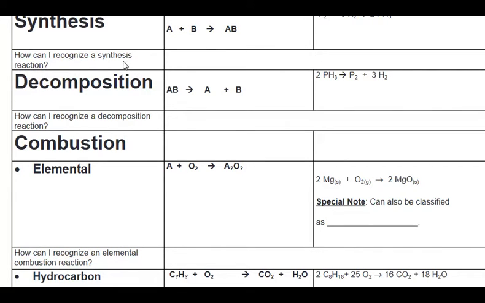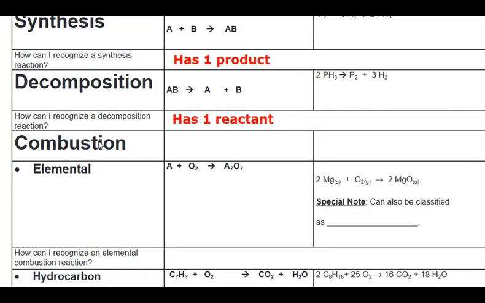How do I recognize that it's a synthesis reaction? You're only going to have one thing on the right. That's called a product, right? So it has one product. So this is what you want to write in your notes on page 4. Synthesis has one product. Decomposition. Notice how decomposition is the reverse of synthesis. AB arrow A plus B. So this one has one reactant. Here is the reverse of the reaction above.